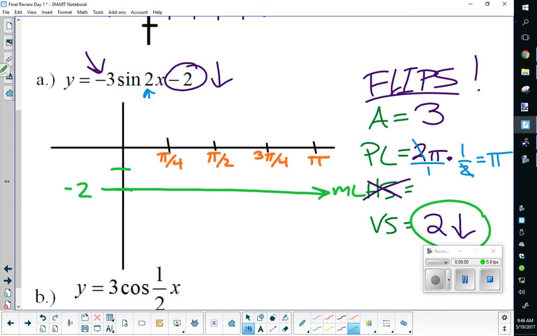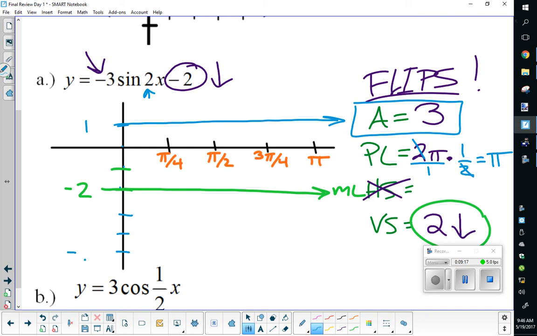Okay, that's the stretch. How much do I need to go up and down from this midline? 3. That's my amplitude. That's my stretch. So from here, I'm going up 1, 2, 3 to +1. There's the top of my graph, and go down 1, 2, 3 to -5. That's the bottom. Those are the only 3 lines I'm touching, the top, the middle, and the bottom. Okay, don't touch that black line in the middle. Doesn't matter here in terms of my graph.